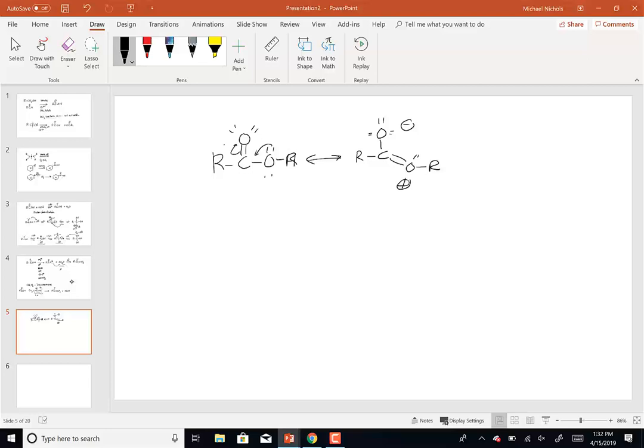So the carbonyl oxygen with a negative charge and the OR group with a positive charge. Now, that's not a very big contributor, but it still is a contributor. So when I write the resonance hybrid for this, and I put in the charges, it's going to look like that. So if you're an H plus, which oxygen are you bound to react with?